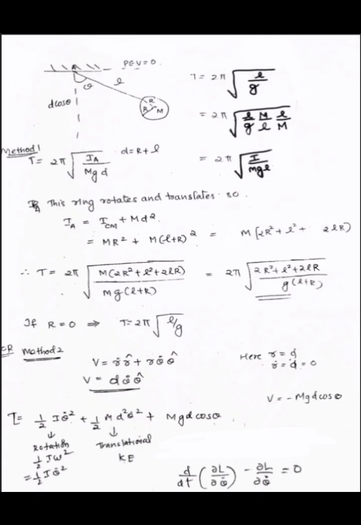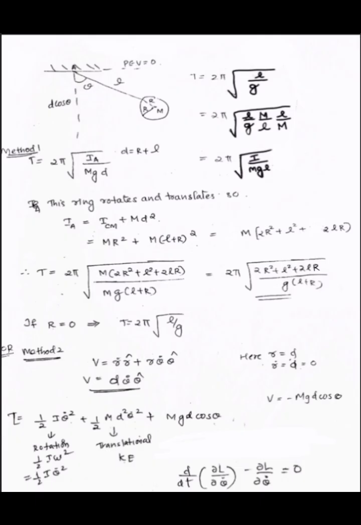We know that in polar coordinates, velocity is equal to r dot r cap plus r theta dot theta cap. And here r is equal to d, that is r dot is d dot, that is equal to 0. That is v is equal to d theta dot theta cap. And we know L is equal to half I theta dot square plus half M d square theta dot square plus mgd cos theta. Here the first term is the rotational energy term and the second term is the translational kinetic energy term. Here theta is the generalized coordinate.